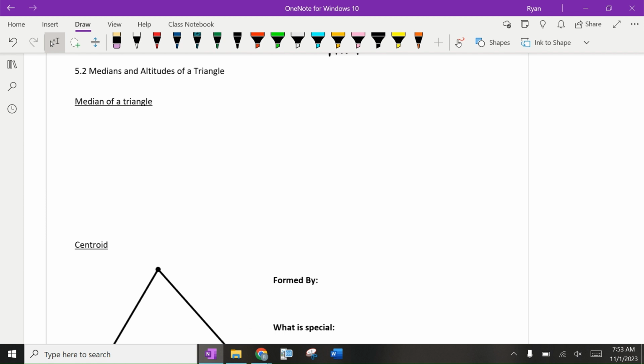Today we get into the next few concurrent points. And the first one deals with the medians of a triangle. In math, statistics, the mean, the median, and the mode. The mean we generally consider to be the average. The mode is the most often. What is the median? List of numbers, what is the median? How do we calculate it? How do we find that?